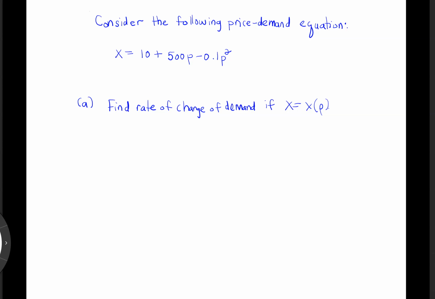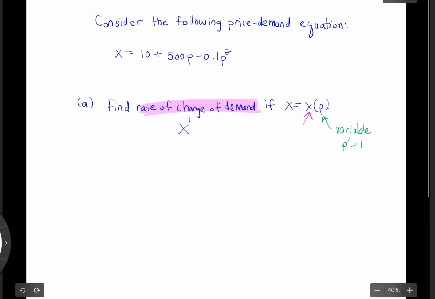Okay, so here's our first derivative. We're being asked to find the rate of change of demand if X is a function of P. So rate of change of demand, they are asking us to find X prime. If demand is a function of price, what does that tell us? That tells us that in this scenario, the letter P is a variable. So if you take the derivative of P, it's going to be 1.